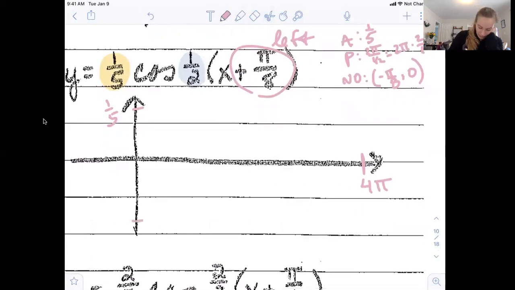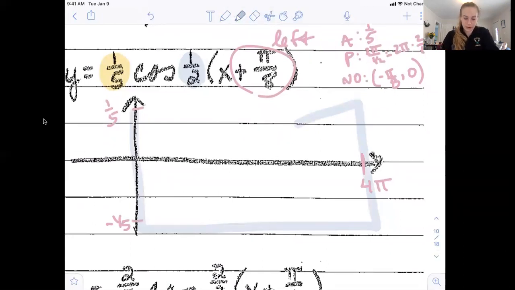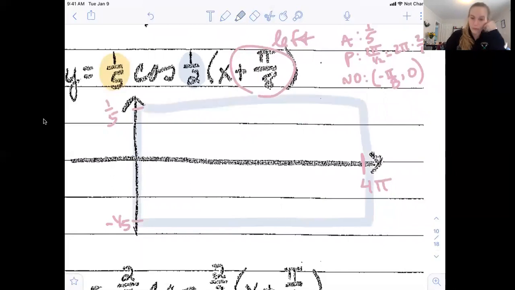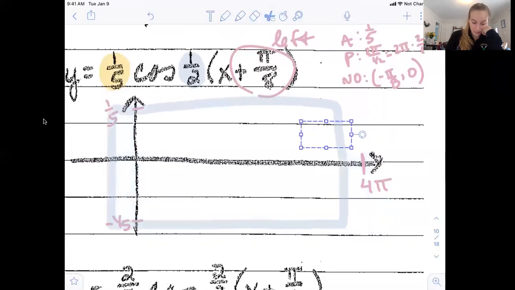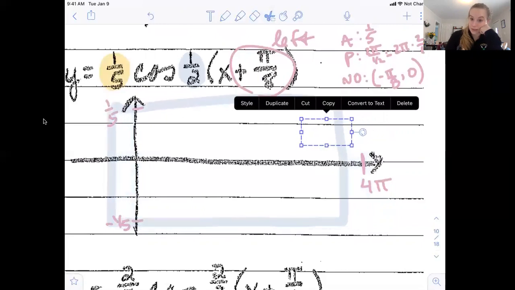So I've got my 1/5, I'm gonna have my -1/5 down here. In a normal situation, I would just go from 1/5 to -1/5, and I'd go all the way up to pi over 4. However, I can't do that. I need to go left pi over 8. So I'm essentially taking this box and going left pi over 8, however far I think that is. Do you see how that shows me that I don't quite go to 4 pi? I go 1/8 less than 4 pi.